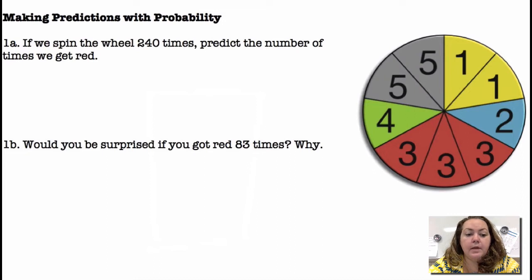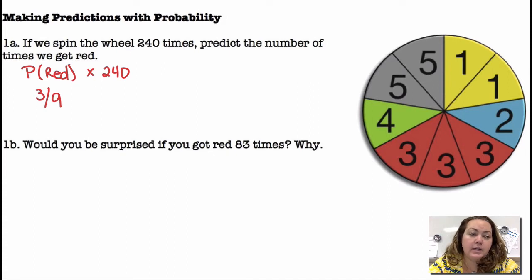All right, making predictions with probability. Part 1A. If we spin the wheel 240 times, predict the number of times we get a red. We've already kind of looked at this when we did theoretical probabilities. I have 3 reds out of 9 total outcomes. So I'm going to do 3 out of 9.